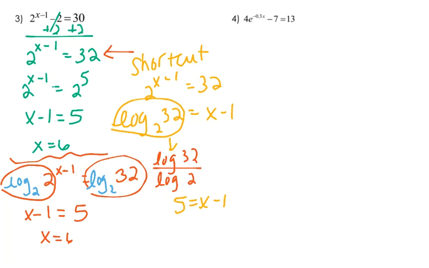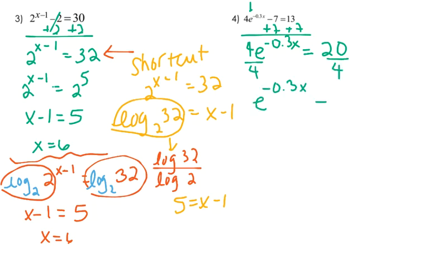Take a look at number 4. Again, I have the x up in the exponent. Please don't think that there's 2 variables here, because remember, we learned earlier that e is just a number. So what I'm going to do first is add 7. I'm trying to get that x by itself. I have 4e to the negative 0.3x is equal to 20. From here I'm going to divide both sides by 4 because I'm still trying to get that x by itself. And I get e to the negative 0.3x is equal to 5.